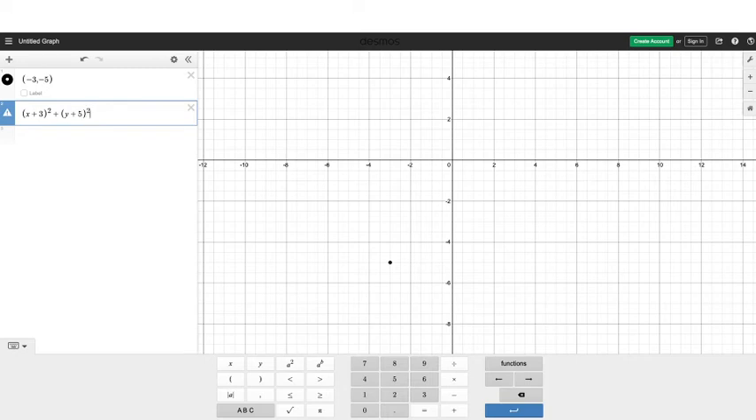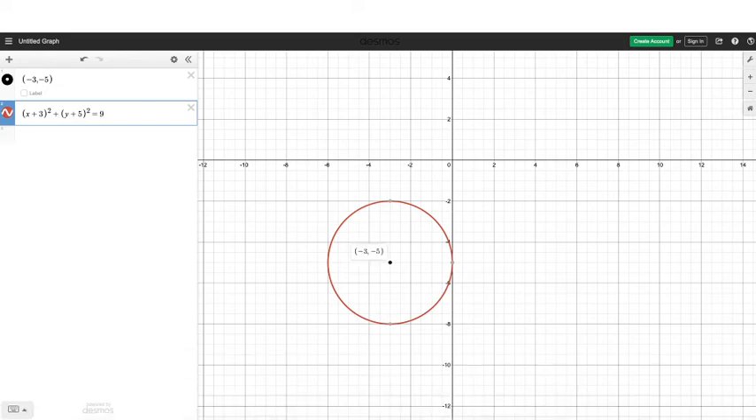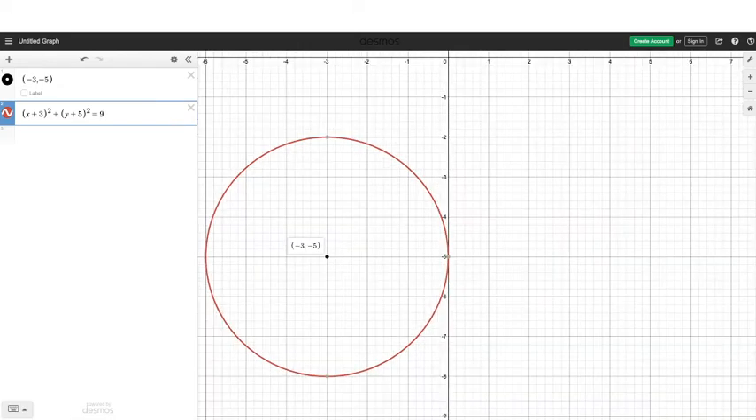And then I said I wanted a radius of 9. Or 3. That gave away the answer. So if I want a radius of 3, then I got to put in a 9. And if you check that out, that is at the center of my ordered pair that I wanted. If I zoom in a little bit, they're 1, 2, 3 apart. And that gives me a perfect circle with a center at -3, -5, and a radius of 3.